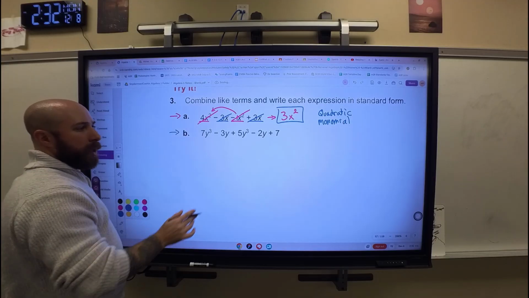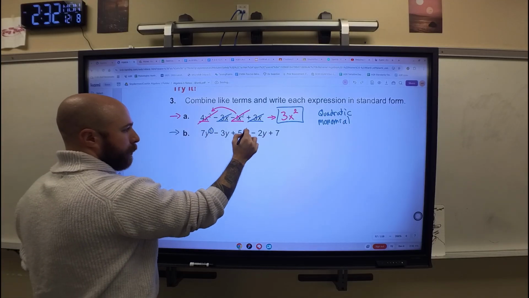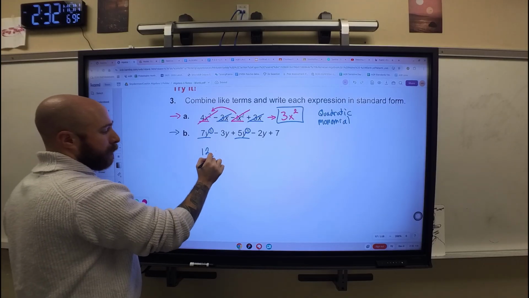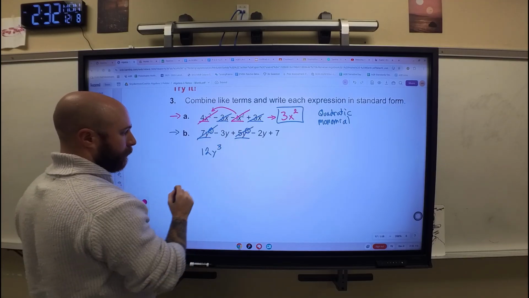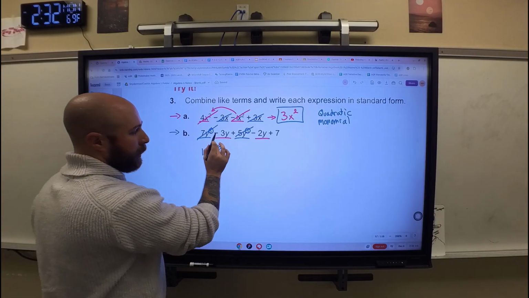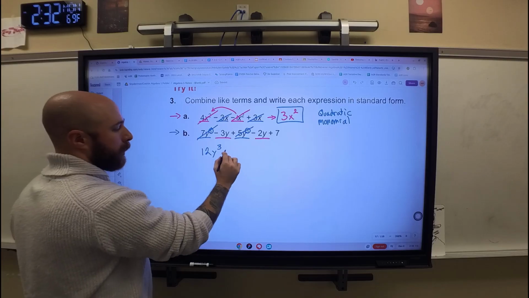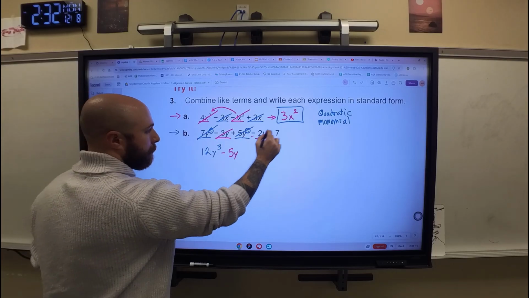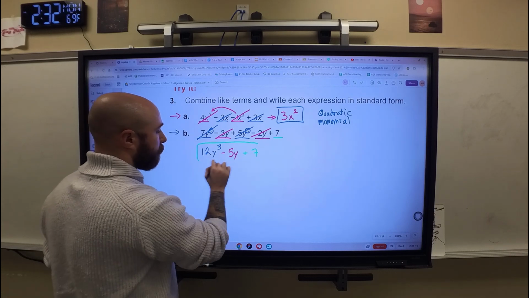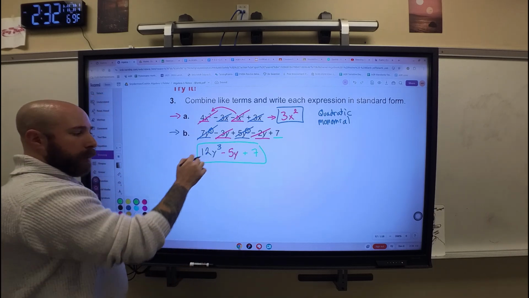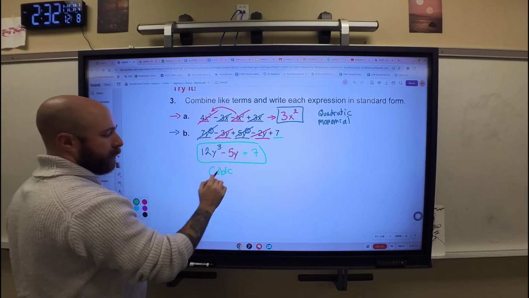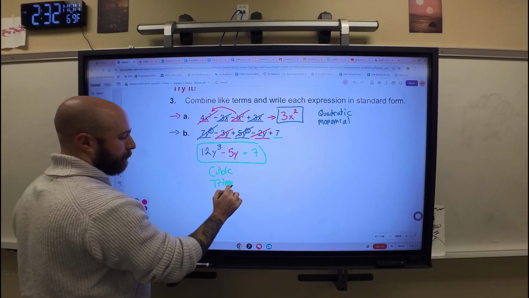Let's do the same thing with B. Start with the highest exponent of 3. We have 2 of those. 7 and 5 give us 12y to the third. Then we go to the next highest, y to the first. Negative 3y and negative 2y combine to make negative 5y. And then we're left with a positive 7. And then we can classify that. Highest exponent of 3 is a cubic, 3 terms, trinomial.